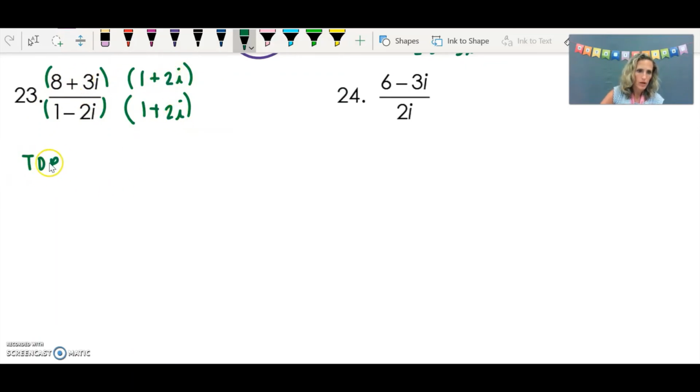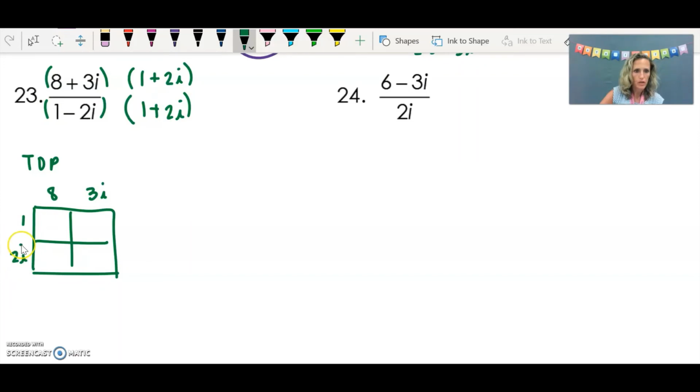So here's my top. I typically find FOIL to be pretty easy, but when I'm doing so much of it here, for some reason, this box method really appeals to me, and I've had students really have a lot of success with it. So if you like organizing your work in that way, I would encourage you to embrace that structure and use it to your advantage.